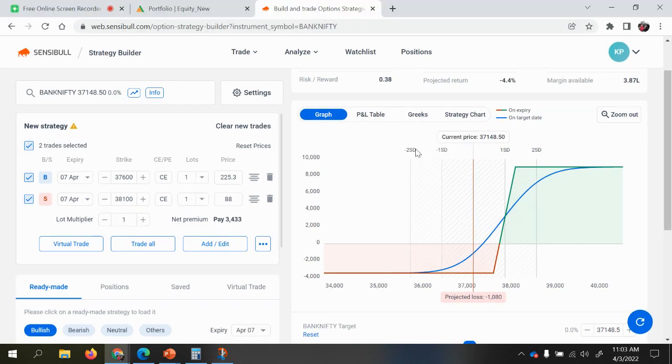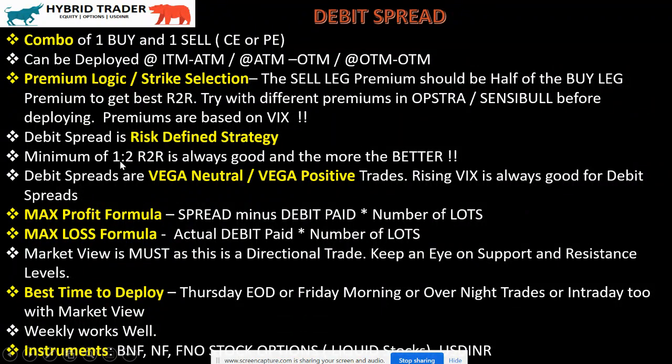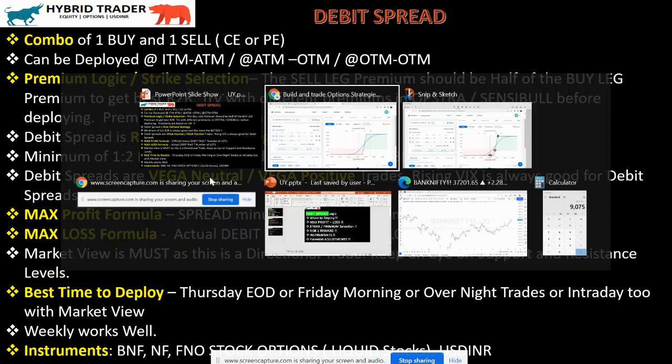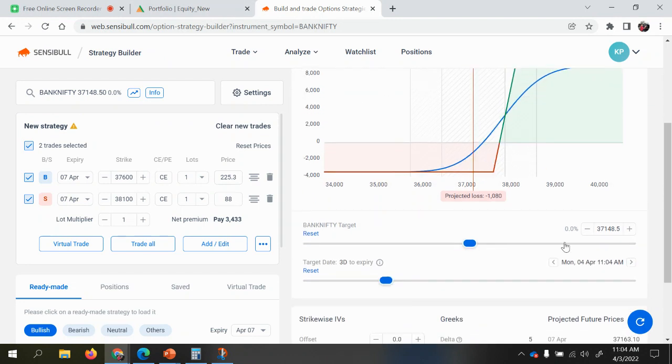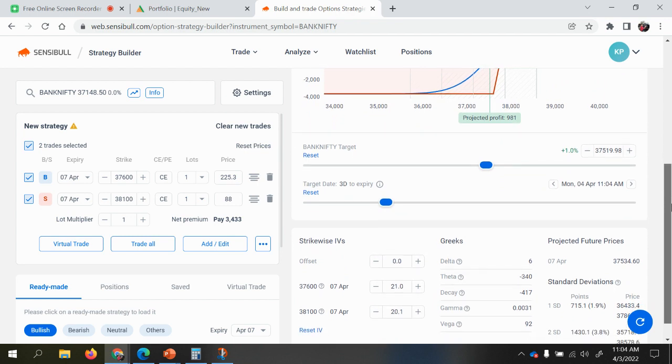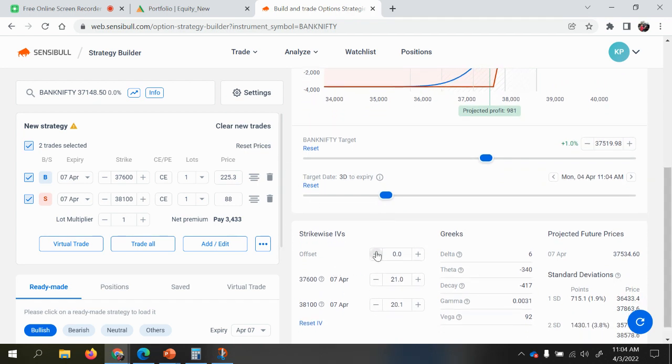All right, friends, let me go back to this. A debit spread is basically a Vega neutral, or I would say Vega positive trade, meaning, let's say I'm trying to increase the price manually. Let's say the market has moved almost 1% on any given day. You see the profit of 981 over here. Now let's try to manipulate the VIX. There is a good feature in Sensibull wherein you can increase the VIX overall, for both your buy leg and the sold leg.